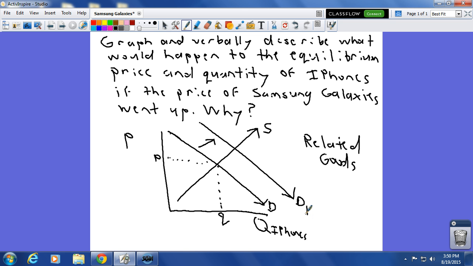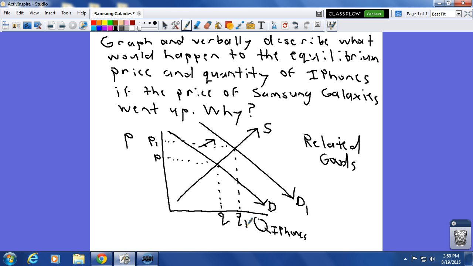Now we have a new equilibrium where D1 intersects S. We'll call that P1 when we're looking at price. As we go down, we'll have a new quantity, which we'll call Q1.